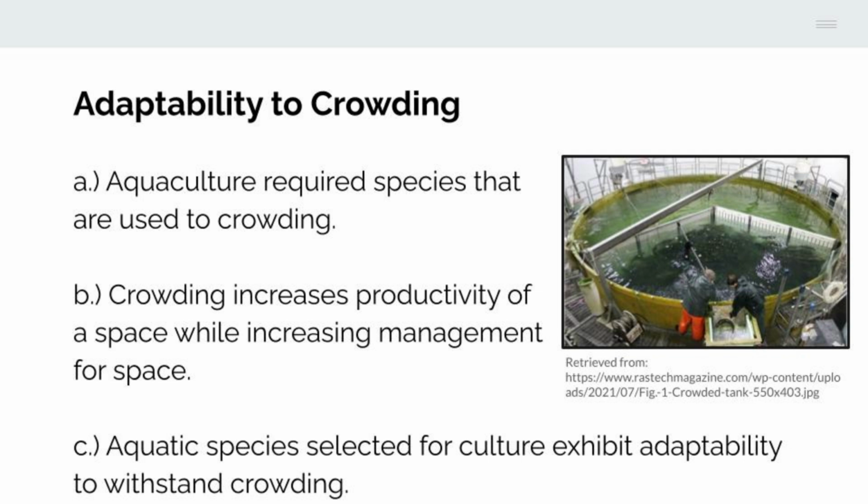Higher stocking densities maximize yield, but they also require careful management of water quality, oxygen levels, and disease control to prevent stress-related issues. Aquatic species selected for culture exhibit adaptability to withstand crowding. Species that can handle crowded conditions without compromised growth or health are ideal for intensive aquaculture systems. By selecting species that can adapt to crowding, we can improve efficiency while maintaining a healthy and productive culture environment.